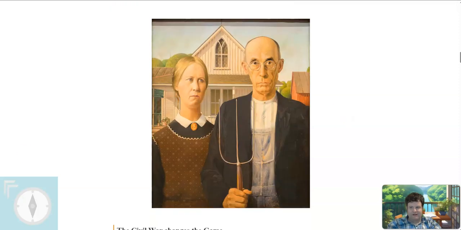Just kind of the basic idea there. American Gothic is a good example of this, a picture of a father and daughter.